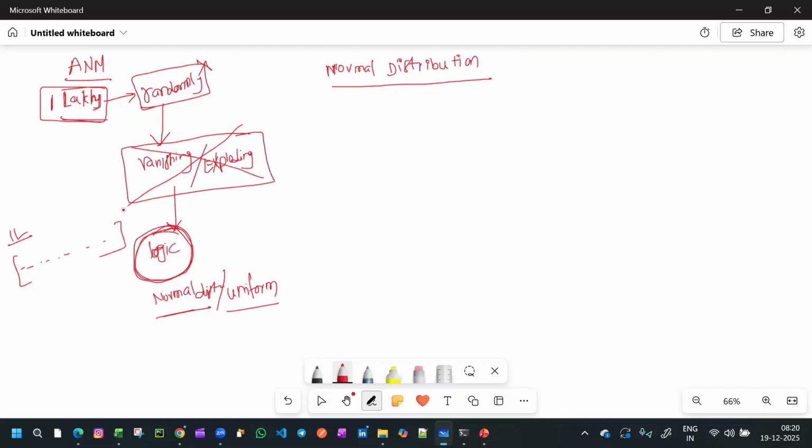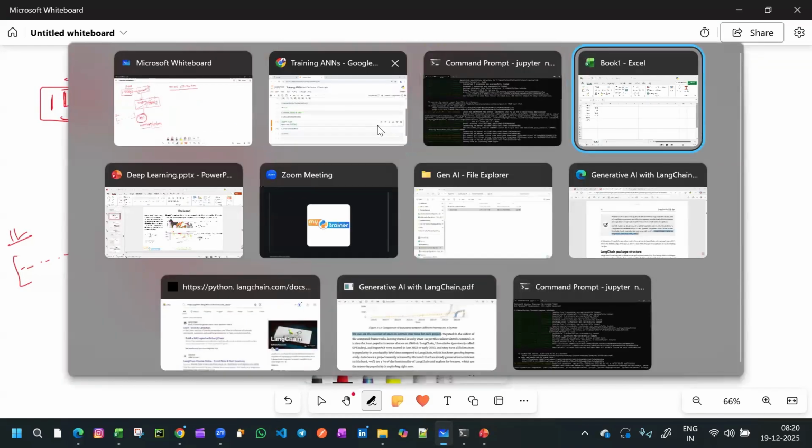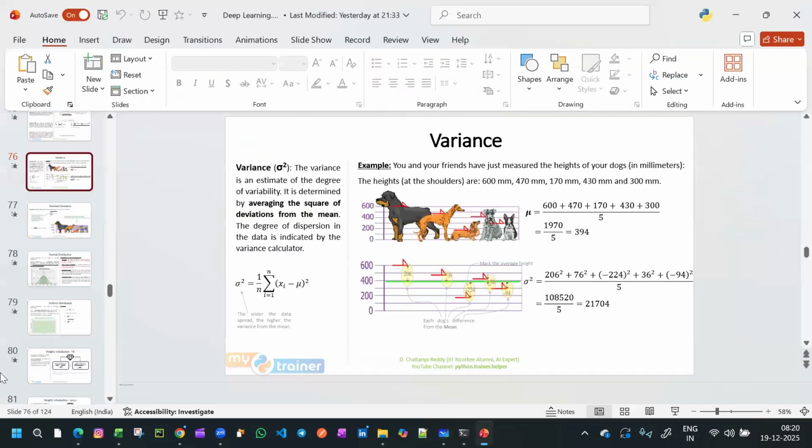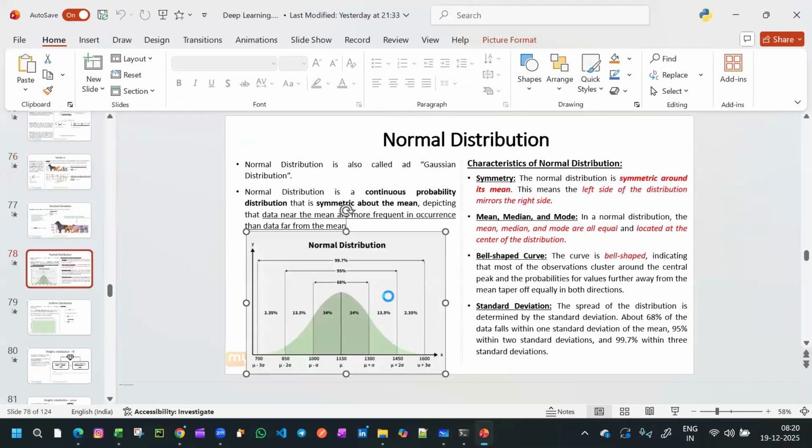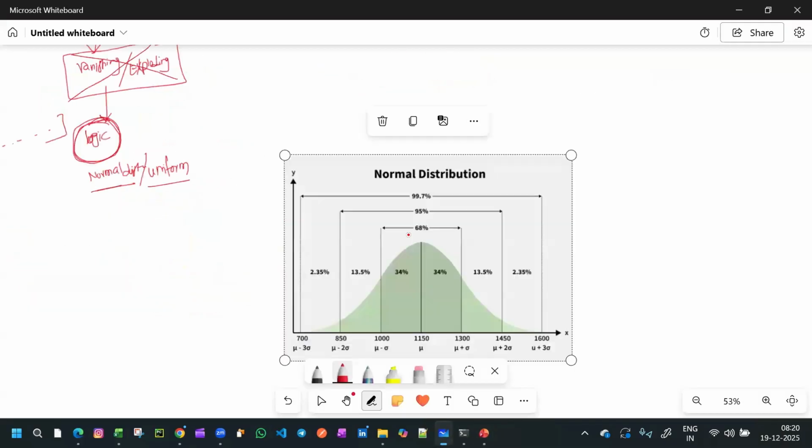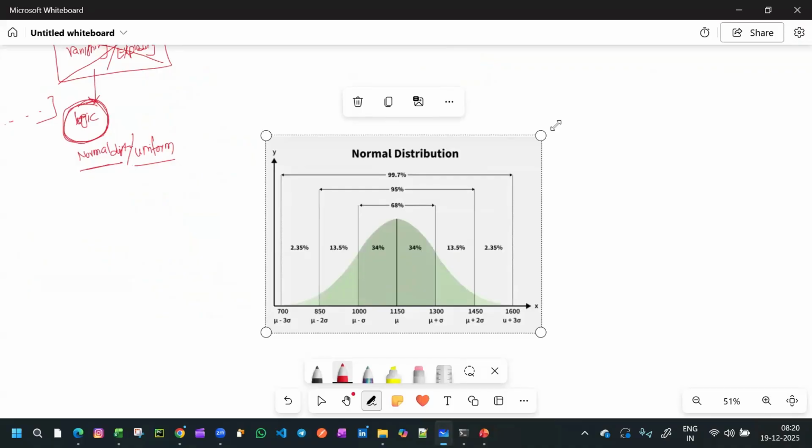Okay, clear so far? That's why we are discussing the normal distribution here. Normal distribution has some characteristics. Let us discuss normal distribution things. I'm just going to copy this image here just for our discussion purpose.